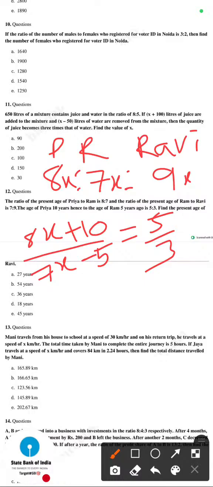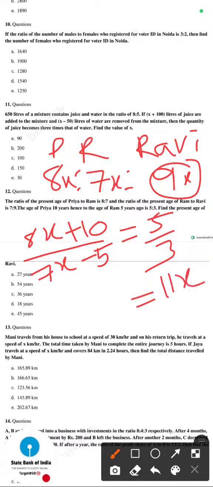The question asked is to find the present age of Ravi. So we need to find the value of 9x. So first we need to find the value of x. 8 3 times 24x plus 24x, and here we have 35x. Difference between those two is 11x.